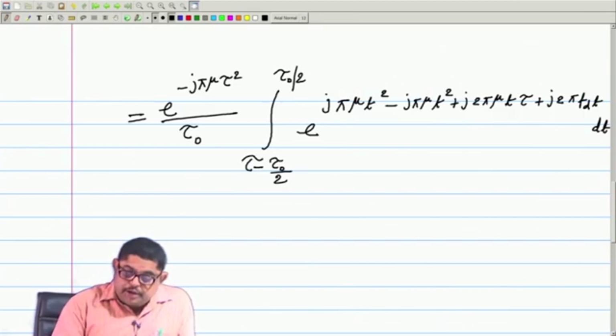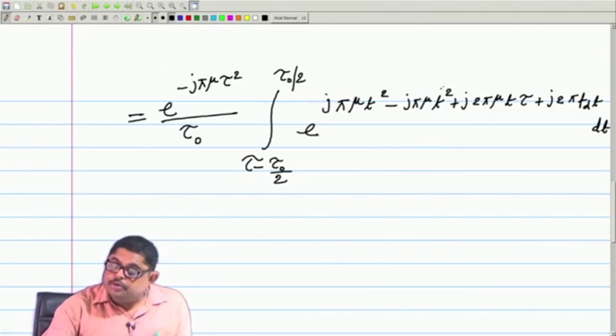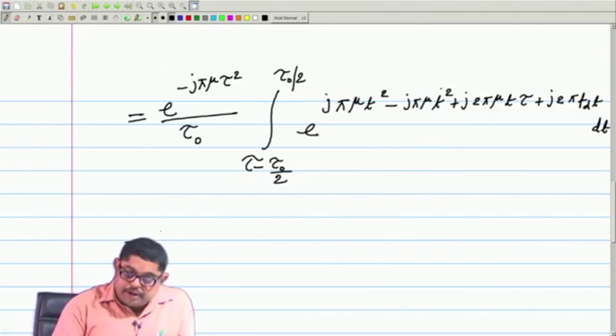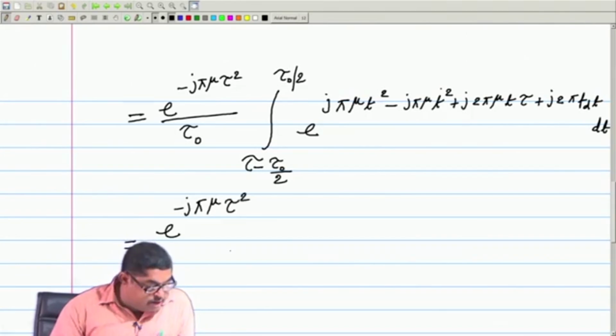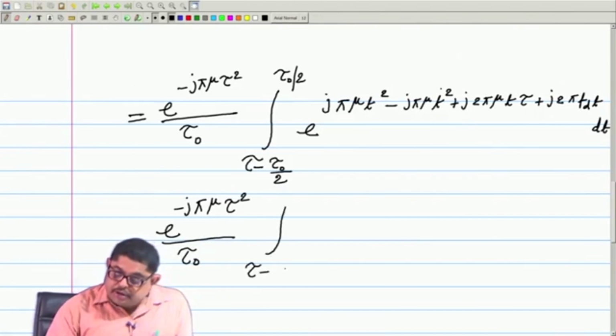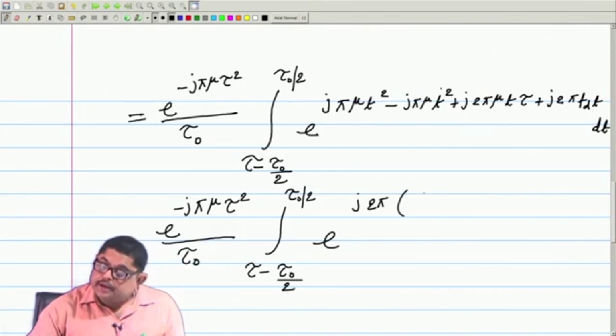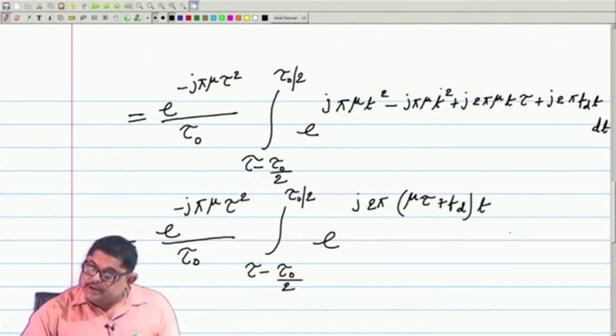So, this can be easily done, you have done it many times. I think these two terms will also get cancelled, the first two terms. So finally, we will be having e to the power minus j pi mu tau square by tau naught, then the integral from minus tau naught by 2 to tau naught by 2 of e to the power j 2 pi, I can take common, and then it becomes mu tau plus f d, t dt.